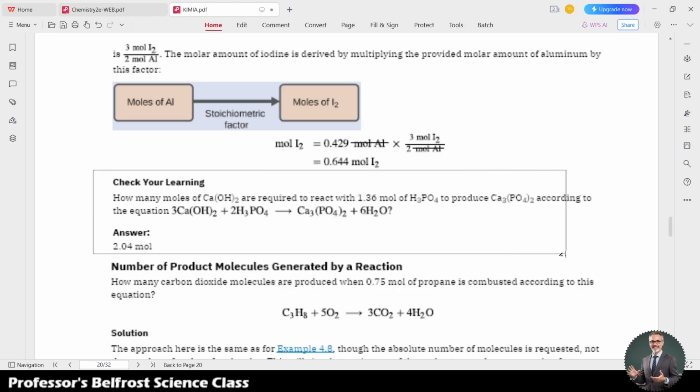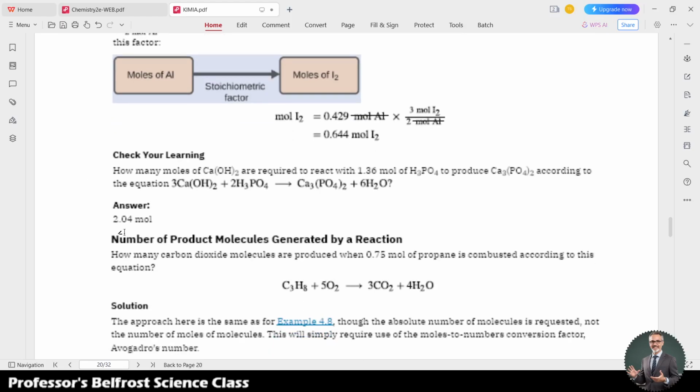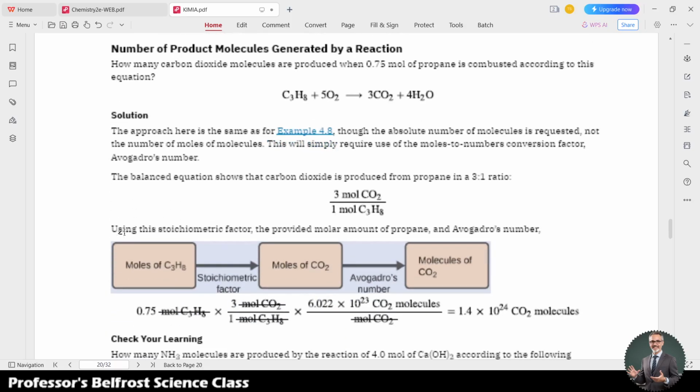Now, to check your understanding, I want you to solve this problem. Next example. How many carbon dioxide molecules are produced when 0.75 mole of propane is combusted according to this equation? So we have propane, 5 molecules of oxygen, 3 molecules of carbon dioxide, and 4 molecules of water.